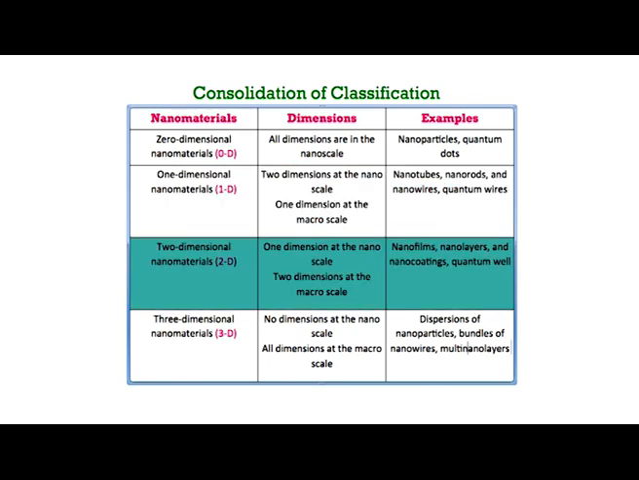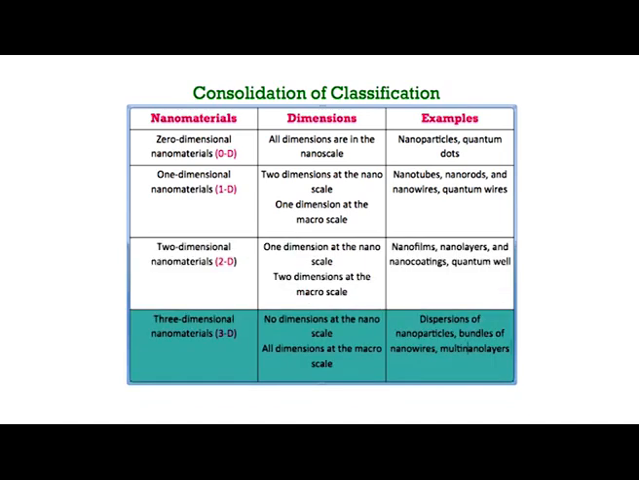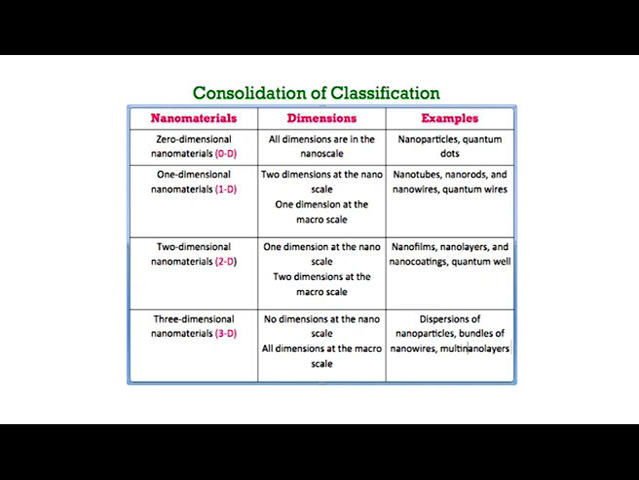Similarly, for two-dimensional nanomaterial, two dimensions are in the bulk regime, only one dimension is in the nano regime. Finally, for the bulk materials or three-dimensional materials, all the dimensions are outside nano regime. Several examples are shown. You can have a quick outlook through this slide for getting a better comparison.